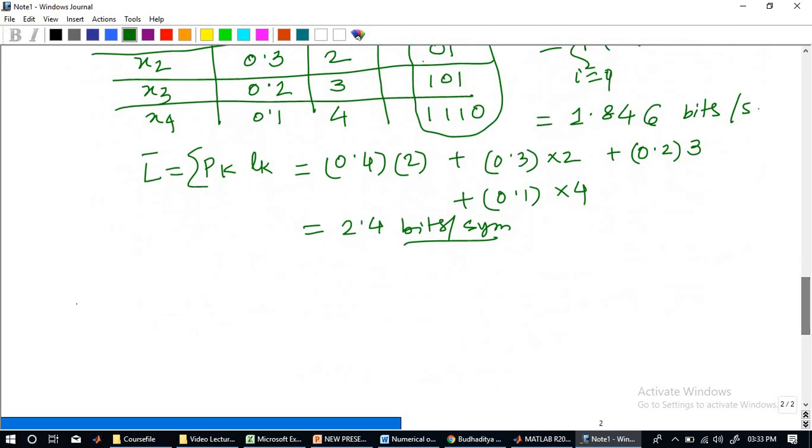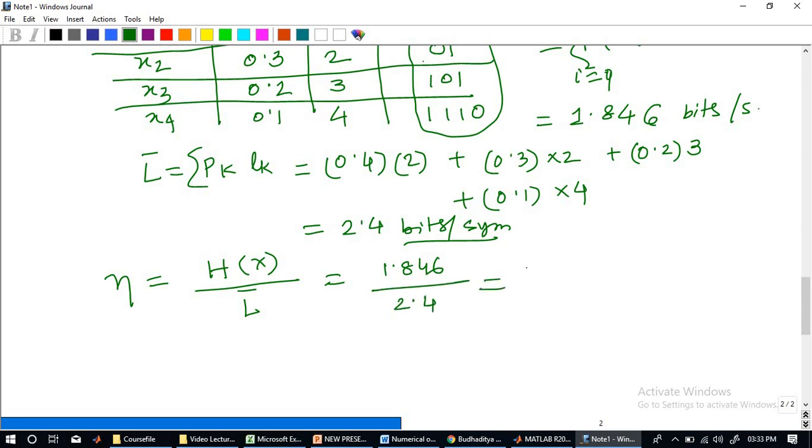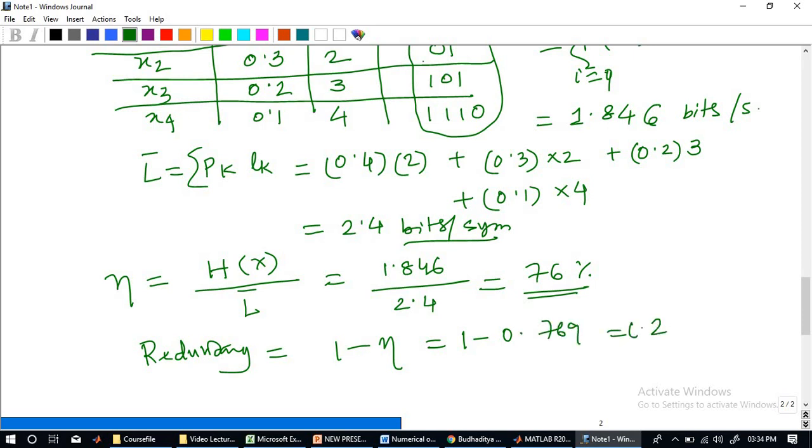Okay, that's one thing. Now, as far as the coding efficiency is concerned, eta, that is given by H of X divided by L average. So this is given by 1.846 divided by 2.4, and this comes to around 76 percent. Because it's an efficiency, efficiency is always expressed in percentage. So it's almost 76%. And your redundancy is 1 minus eta, so it is 1 minus 0.769, which is around 0.231 or around 24%, if you convert that into percentage.